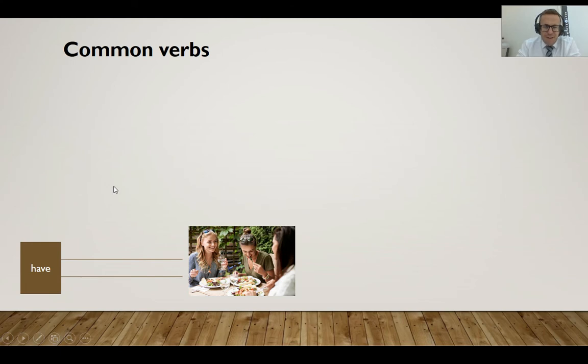Have, very common verb. Have breakfast. Have lunch in a cafe. Have a shower in the morning. Notice cafe has a little accent on it. This is because it's a French word, it's not an English word.